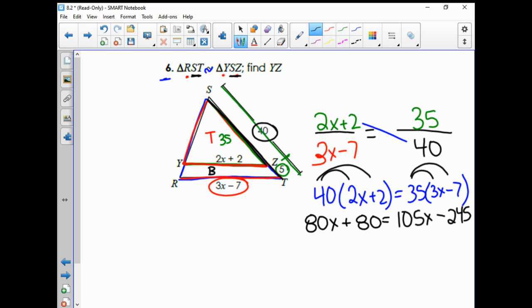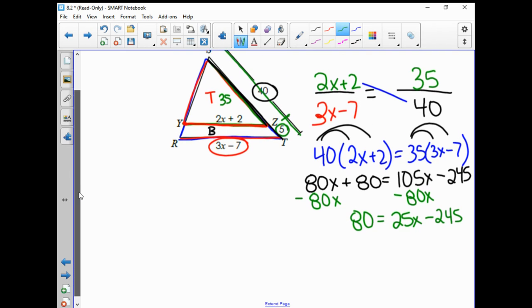245. And then we can go ahead and get our x's on the same side. Let's see, there's more x's on the right, so let's move them all to the right. We're going to subtract 80x from both sides. So I still have the 80 over here. This is equal to 25x minus 245.